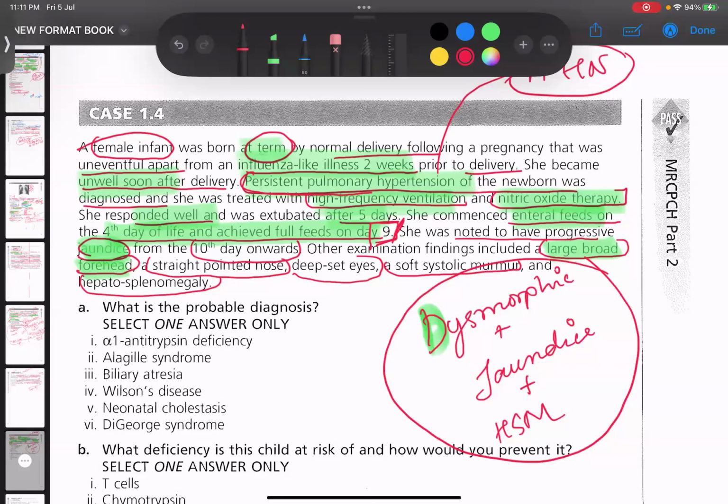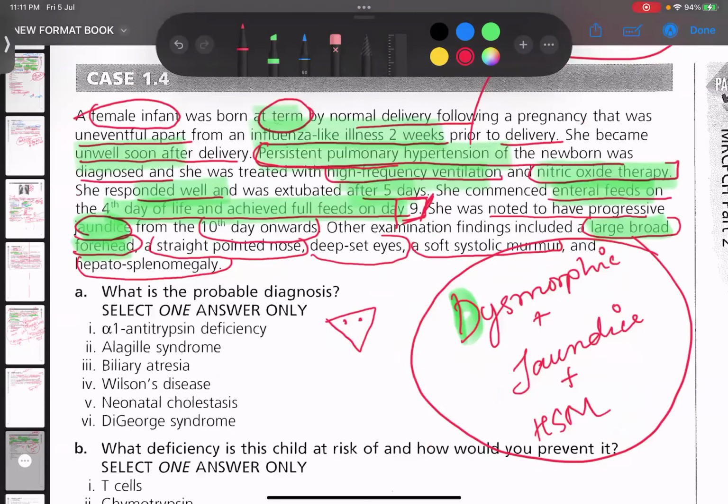I'll just give one more hint to you. I know if I give this hint, you will be able to do it. Triangular face. Alagille syndrome, ma'am. Yeah, actually, it's not exactly a triangular face. It's more of a prominent chin. The chin is very prominent, very pointed. So that's why it looks like a triangular face. Okay, I knew that you would immediately answer.